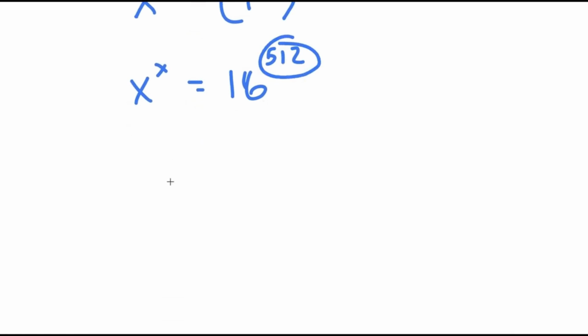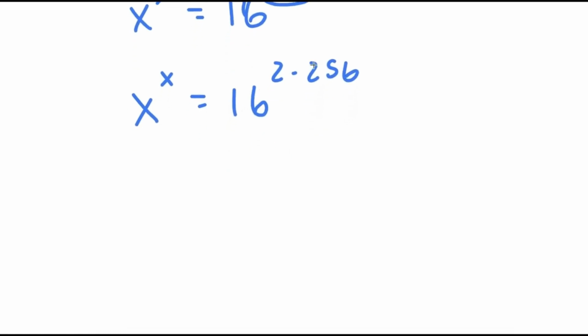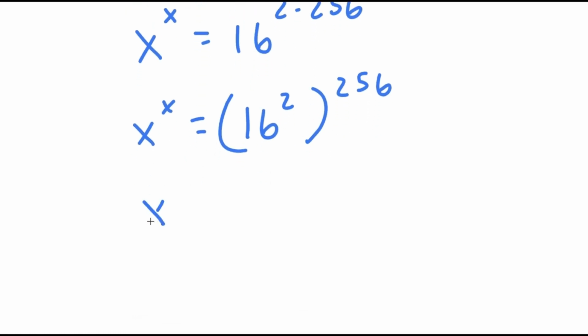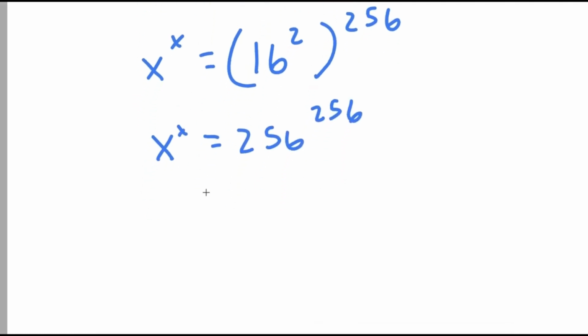Now 512 I can rewrite as 256 times 2. So I have x to the power of x is equal to 16 to the power of 2 times 256. Now this, I'm going to do the same thing again. So I have 16 to the power of 2, to the power of 256. And 16 to the power of 2, that's equal to 256. So now I have x to the power of x is equal to 256 to the power of 256.